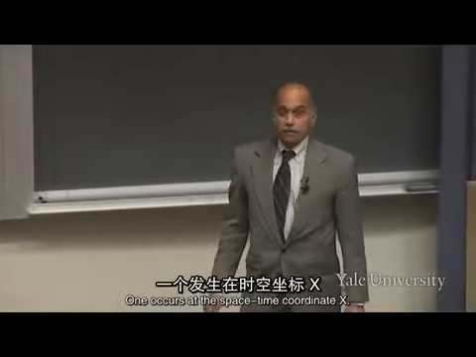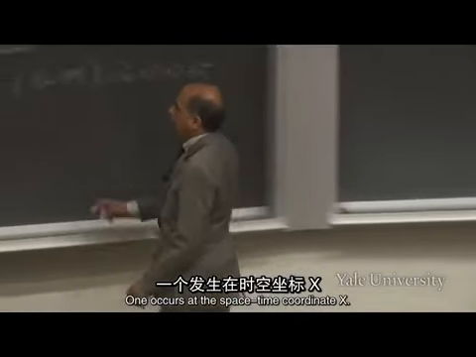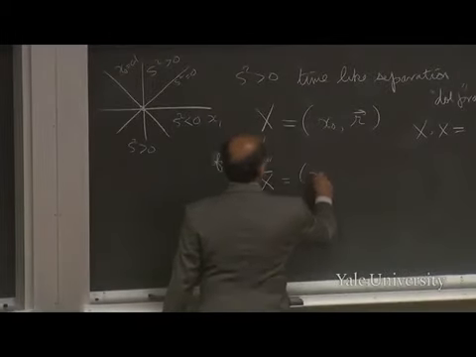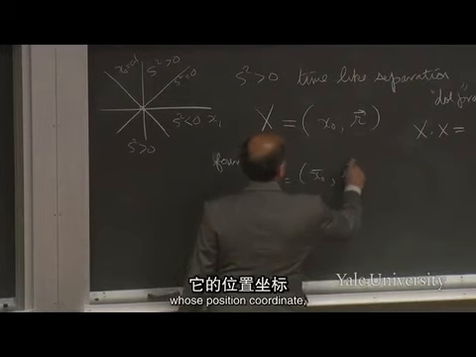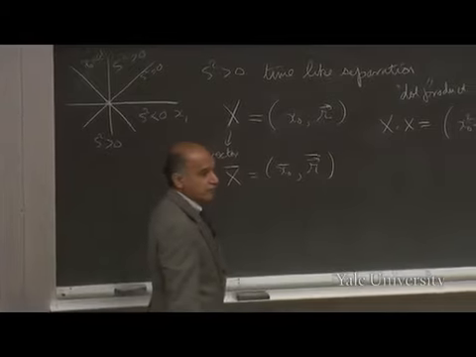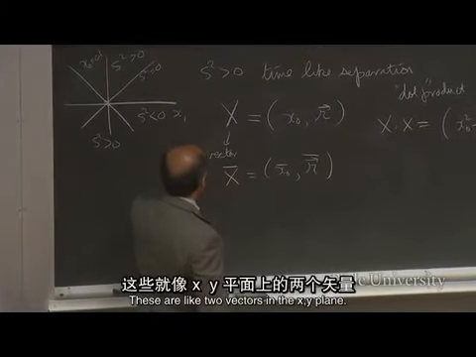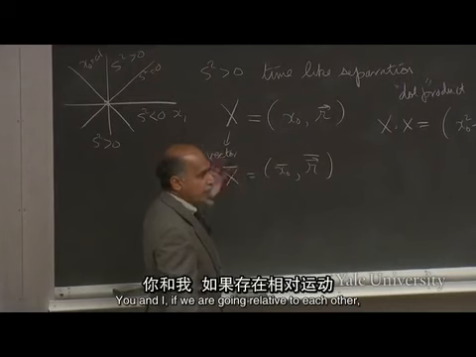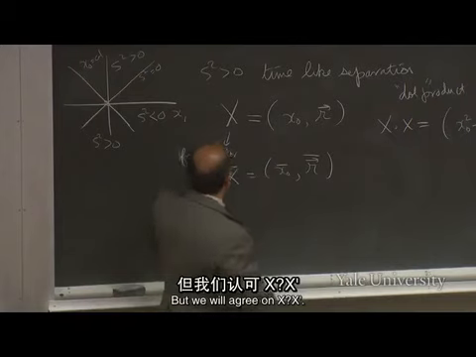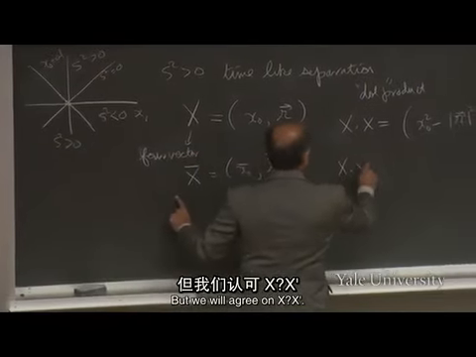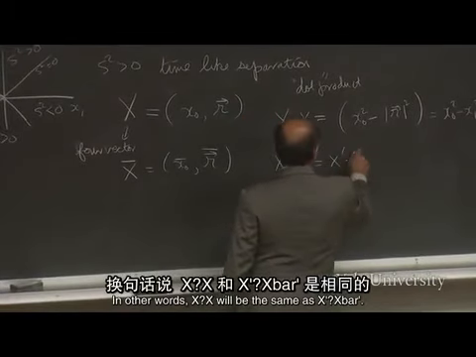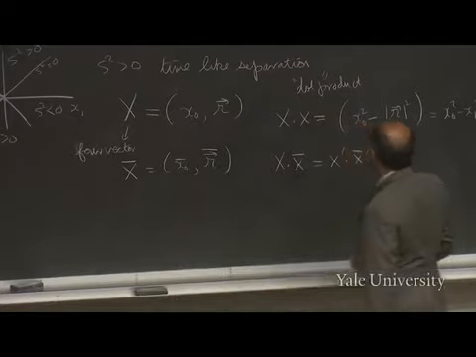Suppose there are two events. One occurs at the space-time coordinate X. A second event occurs at a new point, let me call it X bar, whose time coordinate is x0 bar, whose position coordinate is this unfortunate vector r with a bar on it. These are like two vectors in the xy plane. You and I, if we're going relative to each other, will not agree on the components of this or the components of that. But we will agree on X dot X bar. In other words, X dot X bar will be the same as X prime dot X bar prime.